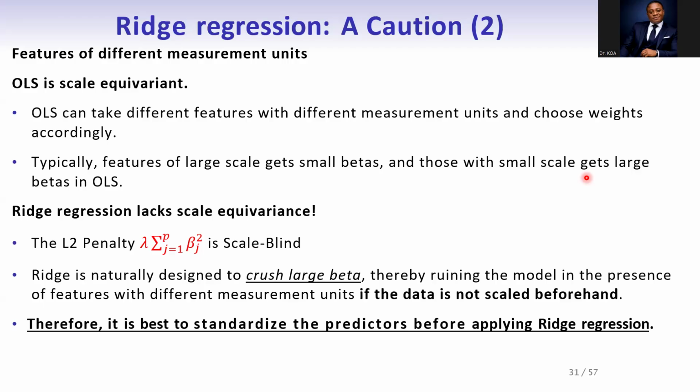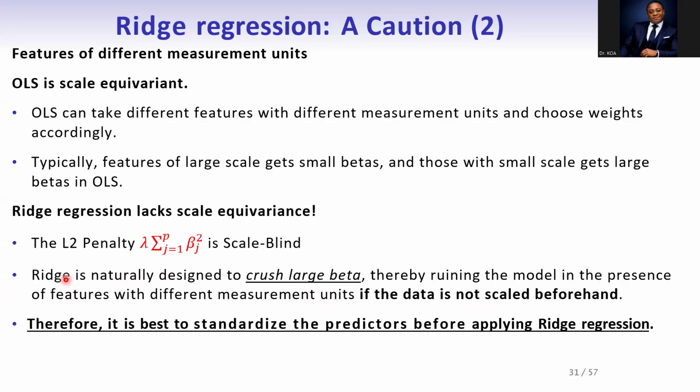That is it. The ridge regressions don't do that. They are scale blind. See the word? They are scale blind. Okay. So naturally, what the ridge is going to now do is to crush the large data by destroying the model in the presence of the features with different measurement, unless you have what? You have scaled the data. If you have scaled the data, then ridge regression has no problem with you. Therefore, it is always best to standardize the predictors before you use ridge regression. I think it's clear.